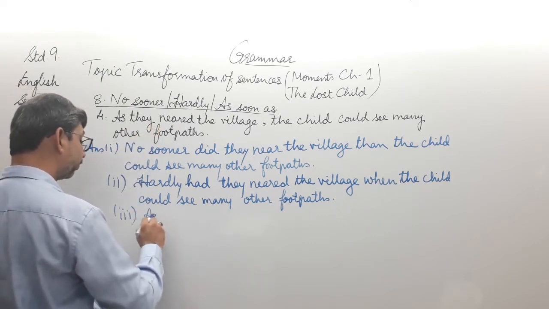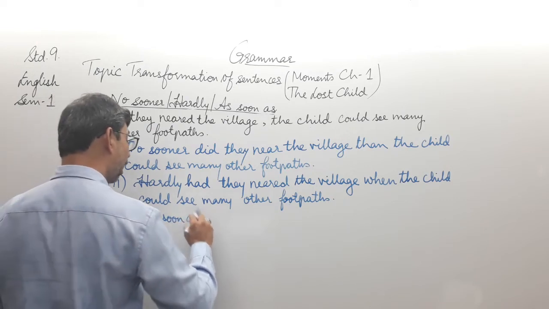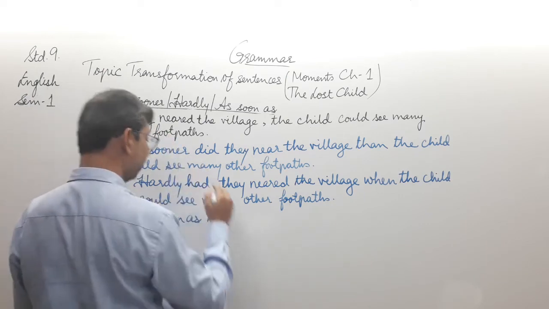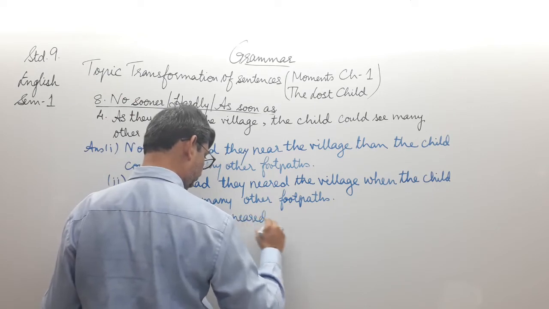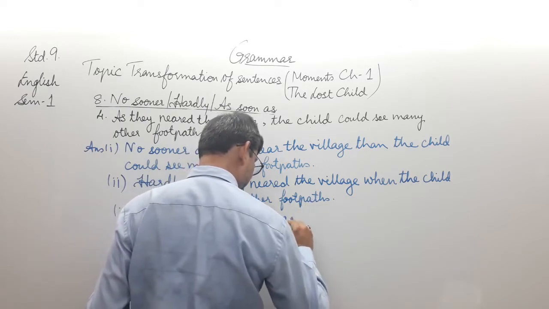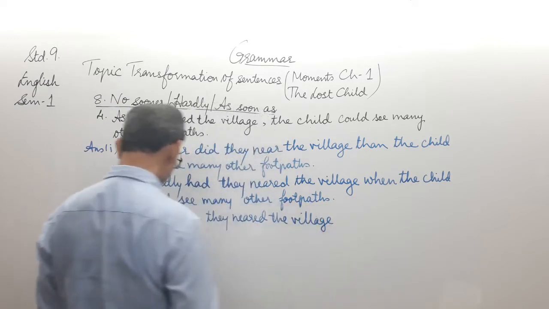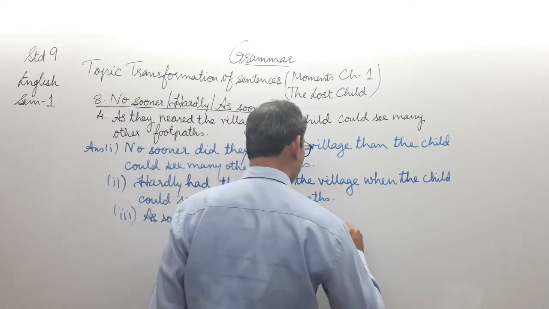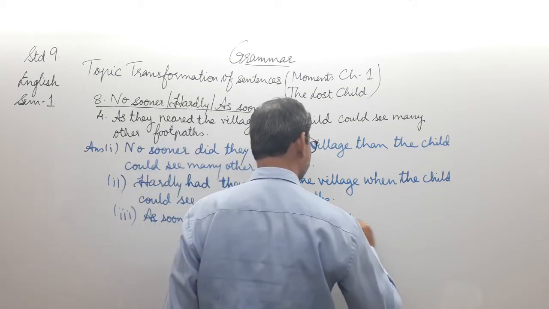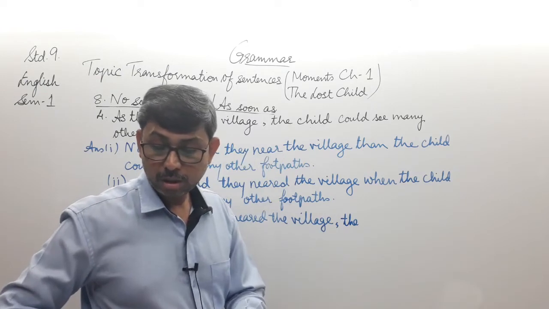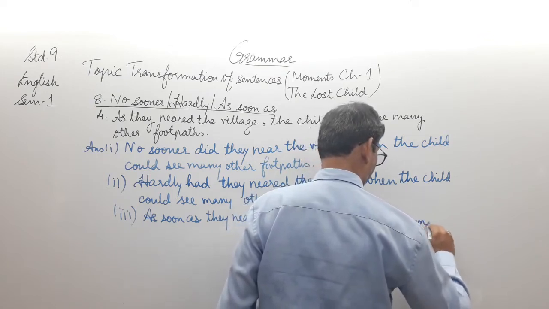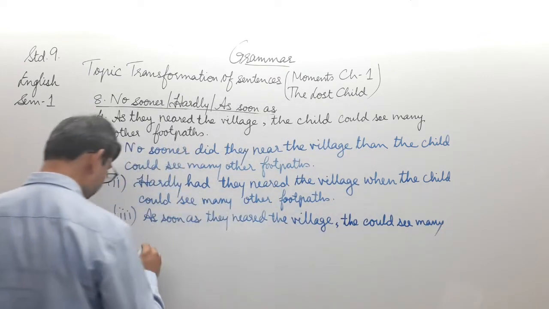As soon as is the next one. Now this should be very easy for you. As soon as they neared, so no changes over here. As soon as they neared the village, comma, what happened? The child could see. As soon as they neared the village, the child could see many other footpaths.